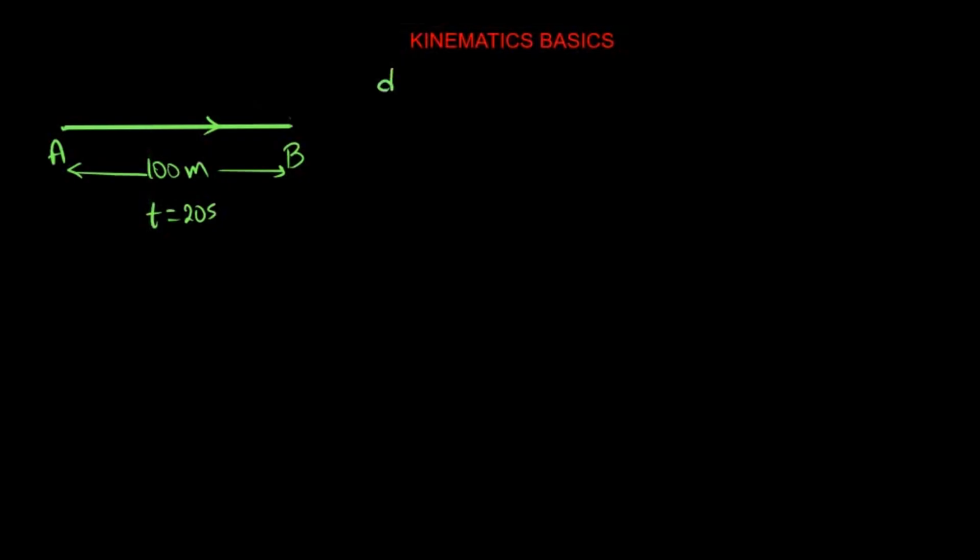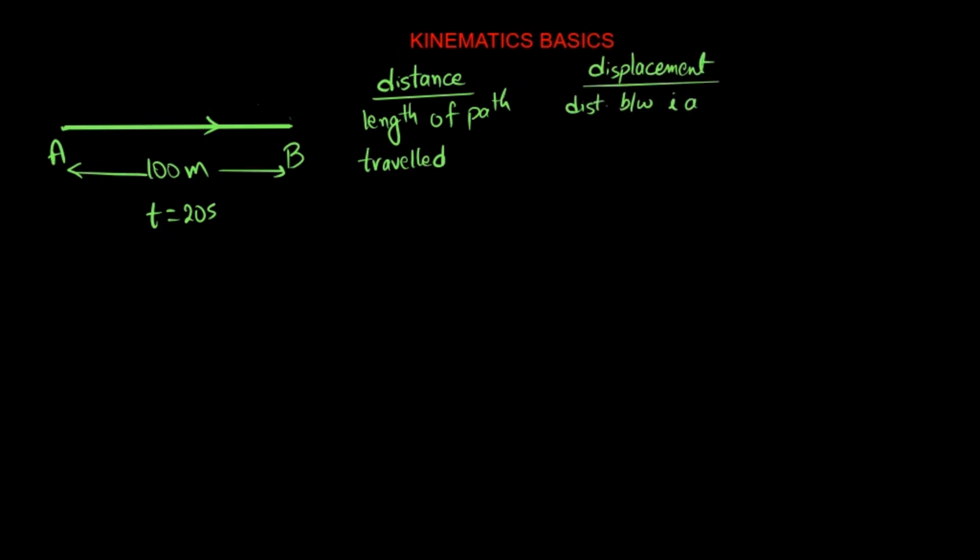In this case, we will define distance. Distance is the length of path traveled. The total path that you traveled was from A to B, 100 meters. And displacement is the distance between initial and the final points. The distance was 100 meters because that's the length you traveled from A to B. So distance is 100 meters.